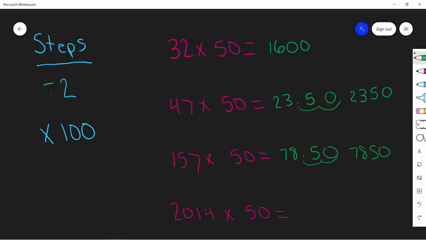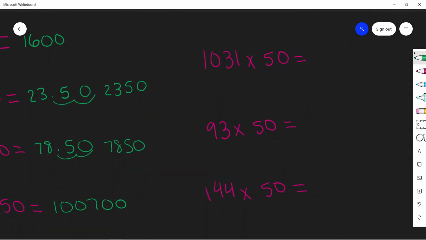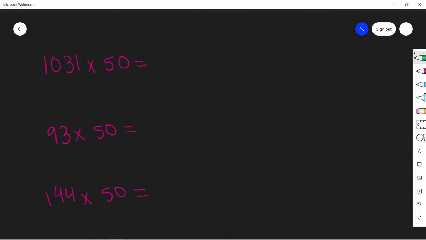You can do this with four-digit numbers as well, and it's the same process. So you do 2014 divided by 2, it would give you 1007, and then you multiply this number by 100, just simply add two zeros, and you're done. That's it. So feel free to pause this video and work on these three practice problems. I will start doing them right now.